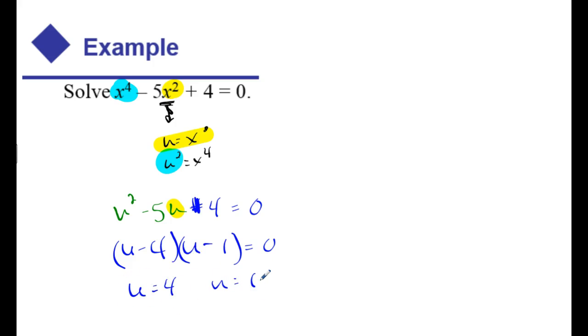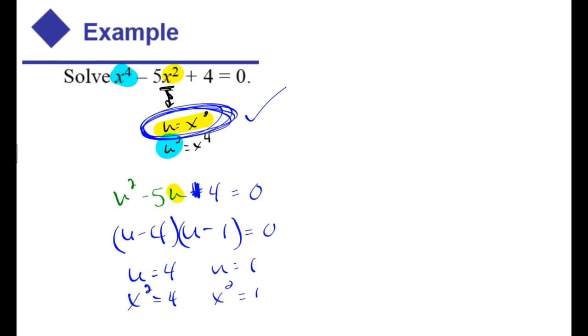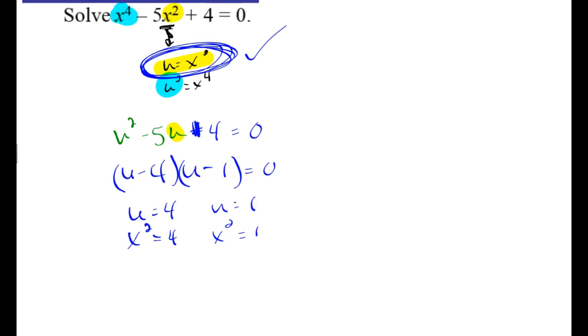However, u is not what I was trying to solve for. I was trying to solve for x, but I have a nice definition to replace u back with x squared, because u equals x squared. So every time I see a u, I'll write x squared. And let's solve for x now by taking the square root. And if you remember, if you take the square root of both sides, we end up with 2 answers. So x equals plus or minus 2, and x equals plus or minus 1. So I actually have 4 solutions here.